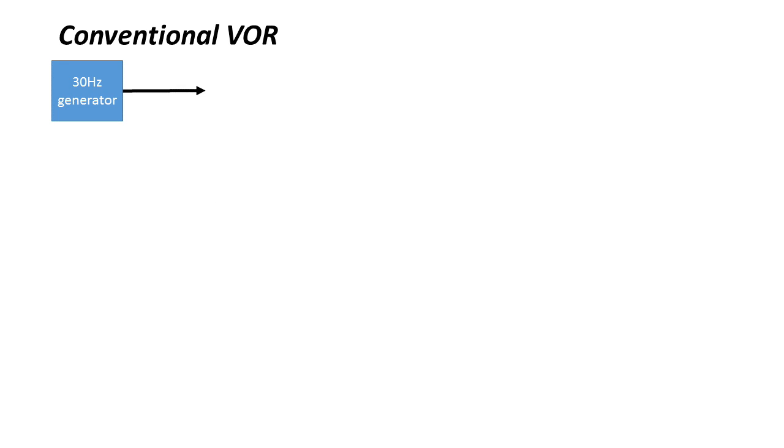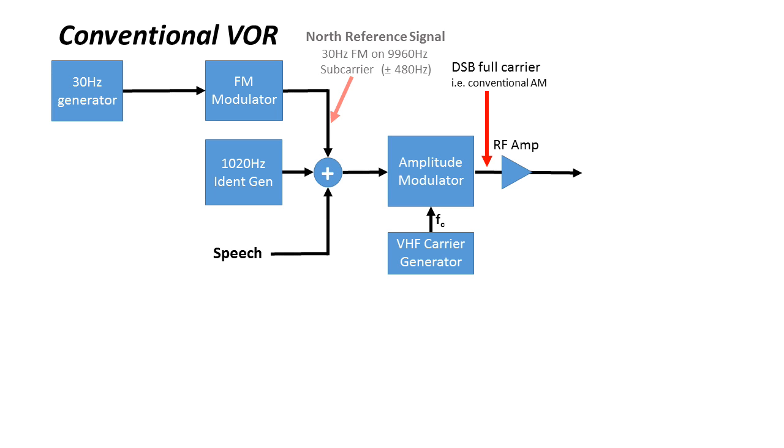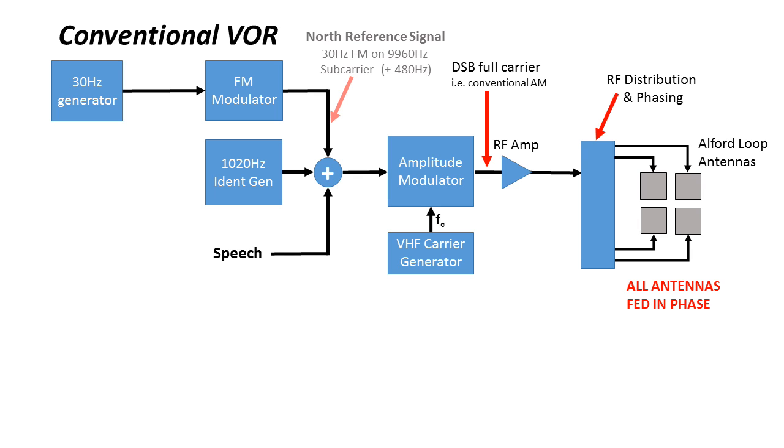Now let's have a look at the conventional VOR transmitter. As with the Doppler transmitter, we start with a 30 Hz sine wave audio generator. This frequency modulates a 9960 Hz oscillator to give an FM signal with 480 Hz deviation. This is added to the 1020 Hz keyed ident tone plus any speech waveform to an amplitude modulator which provides an AM signal using the carrier generator FC. This AM signal is then passed through an RF amplifier to give the required output carrier power, typically 50 to 200 watts. This signal goes via the RF distribution shown here in the blue box to feed all four Alford loops in phase to give the required omnidirectional signal.